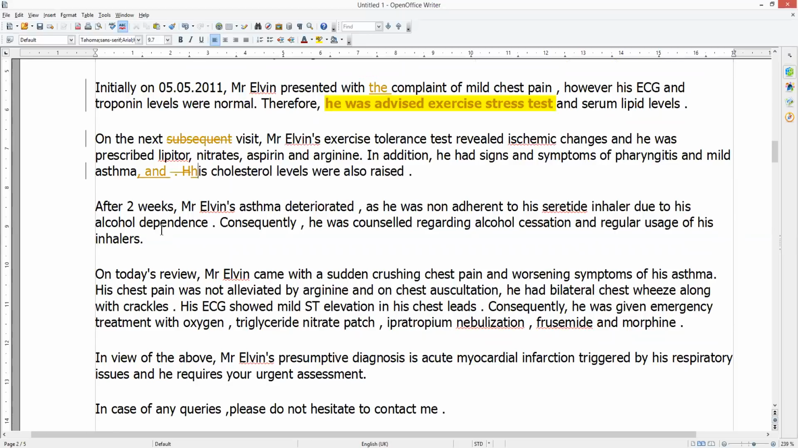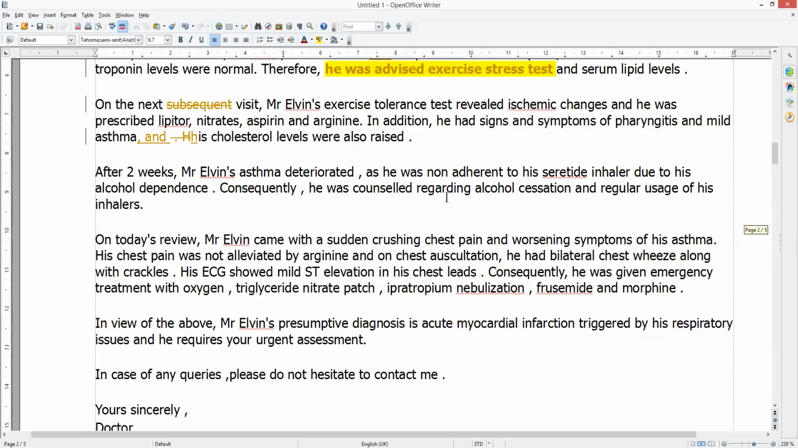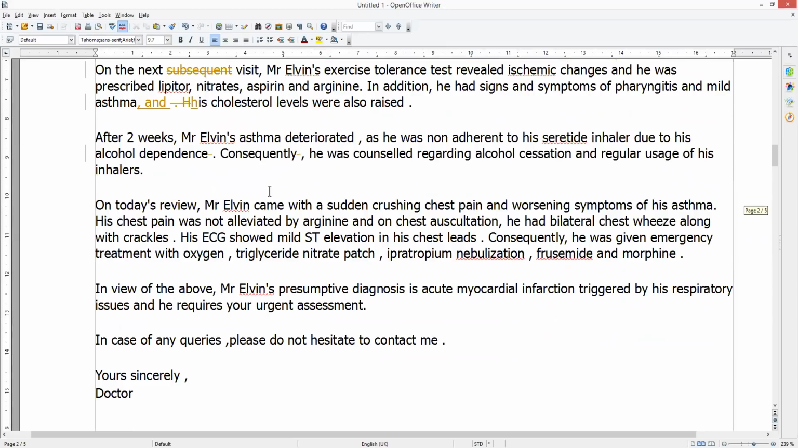Okay. After 2 weeks, Mr. Elvin's asthma deteriorated as he was non-adherent due to his alcohol dependence. Consequently, he was counselled. Okay, that's not bad. Again, I don't know if this is a typo, but you don't leave spaces with punctuation.